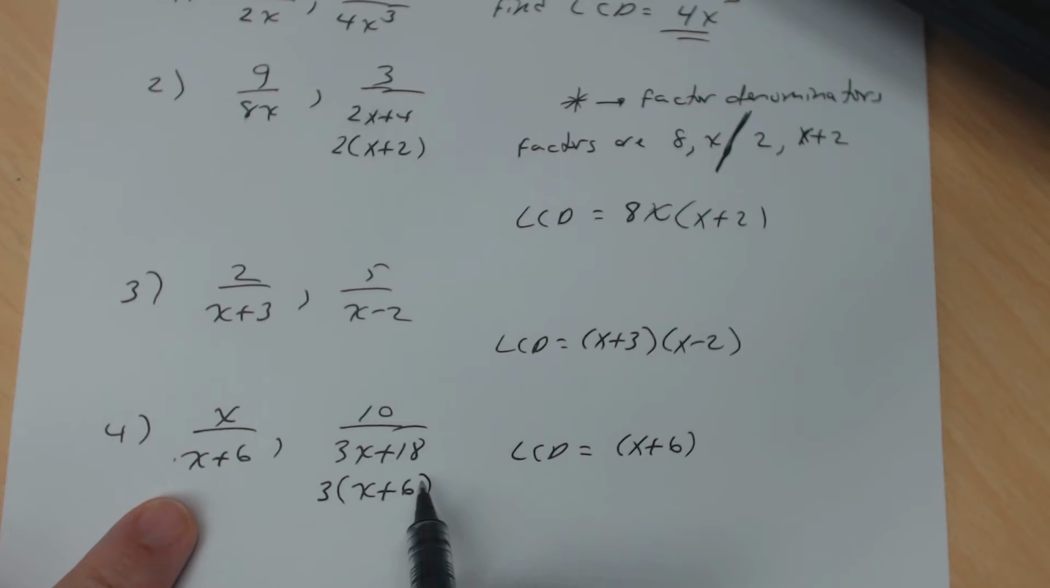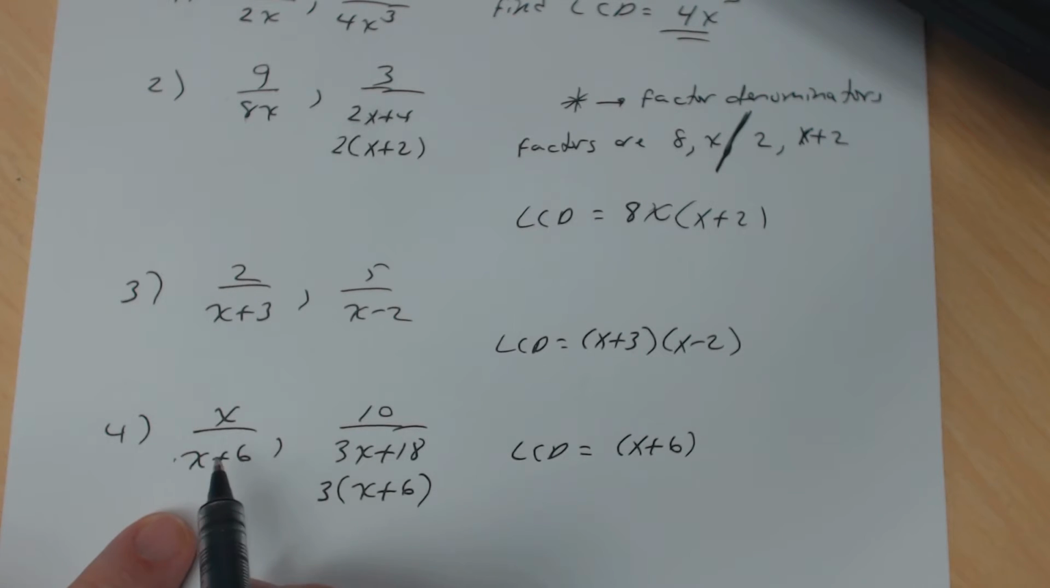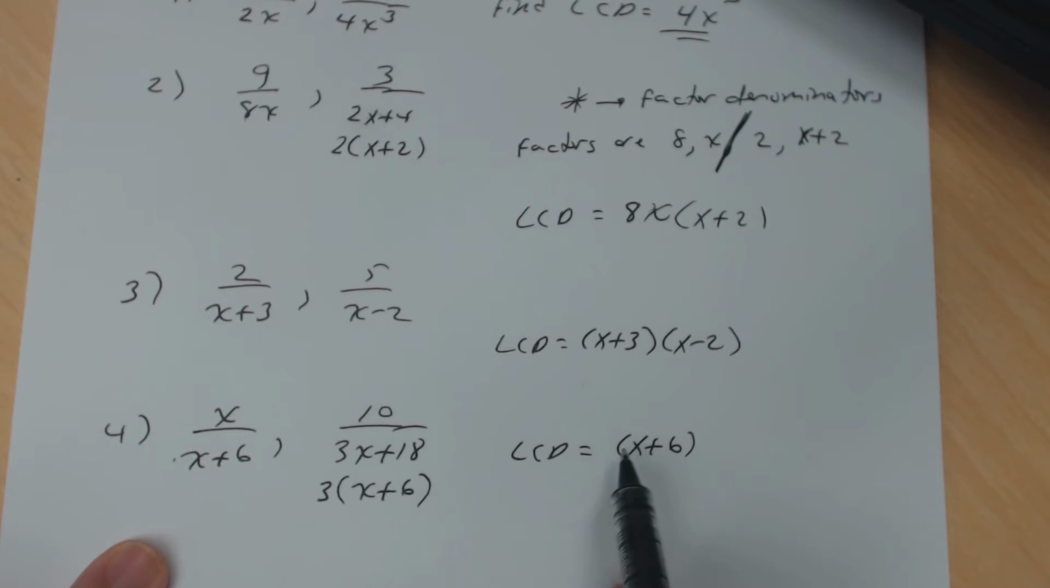Now, if this was, let's say, x plus 6 squared, you'd say I have 1 here, 2 factors here, so I need 2. Remember, you always use the one with the most factors. Okay, now that takes care of x plus 6.